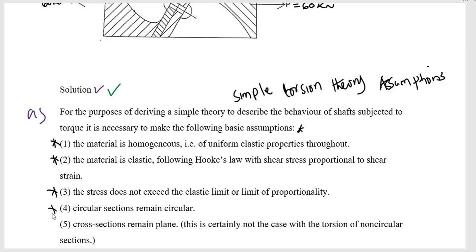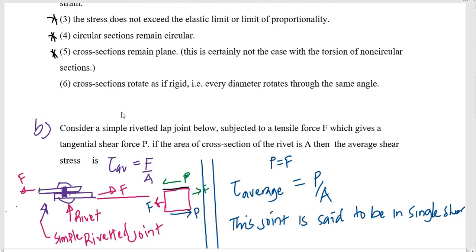Another assumption which we can take is that circular sections remain circular after the application of the load. Another assumption taken is cross sections remain plane. Of course, this is certainly not the case with torsion of non-circular sections. Assumption number 6 that is always taken also is that cross sections rotate as if they are rigid. In other words, every diameter rotates through the same angle.